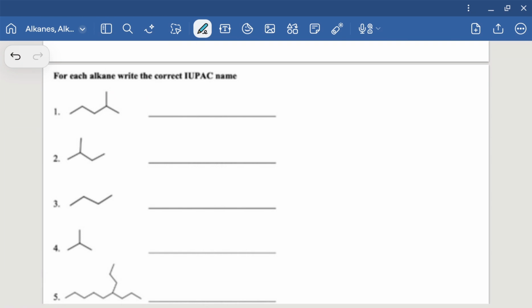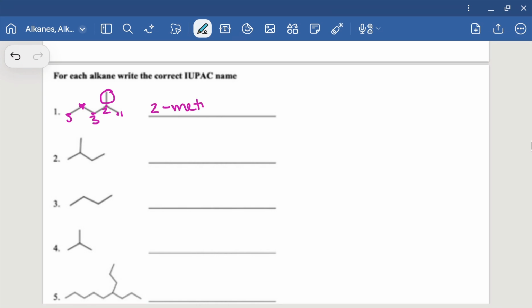Starting with numbering our first one, you want to recognize that this chain is your longest chain full of carbons. And we want to number our carbons, in this case, from right to left, because we want to give the smallest side group the smallest number possible. So that would put it on carbon 2. Instead, if we went left to right, it would have been on carbon 4. So smallest being 2. So we've named this 2.